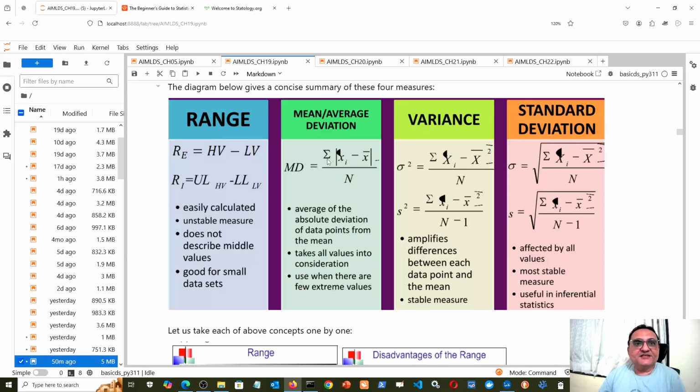So what this definition says is, take each observation xi and subtract the mean value from that, but take the mod, that is modulus, absolute value. So that means positive will remain positive, and if this difference comes out to be negative, then that also should be treated as positive, converted to positive. Sum all those differences and divide by n.